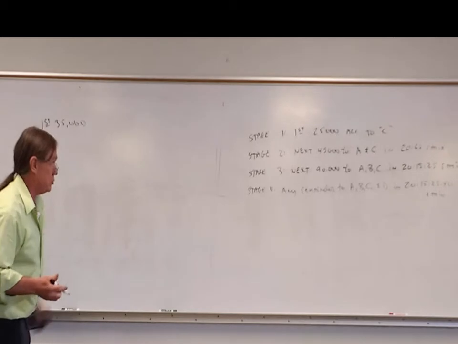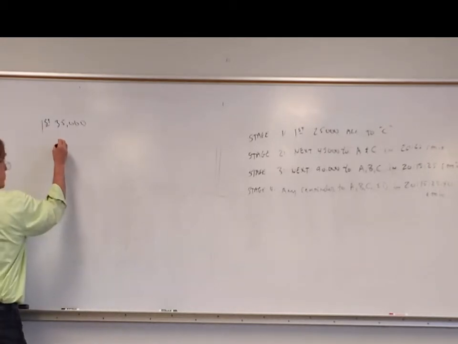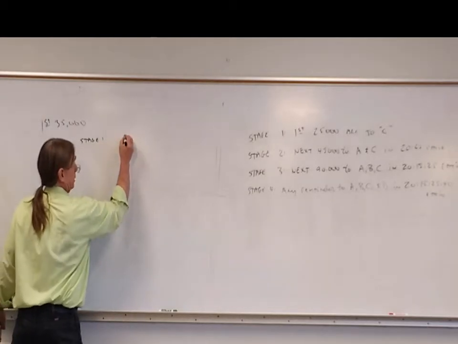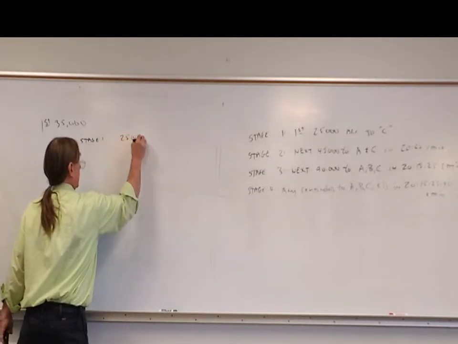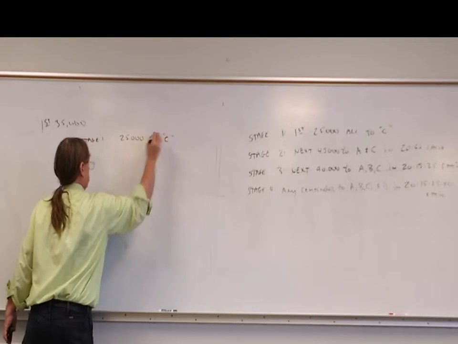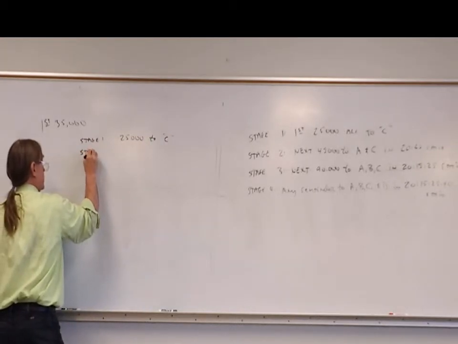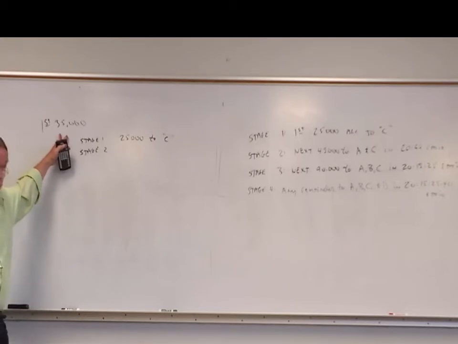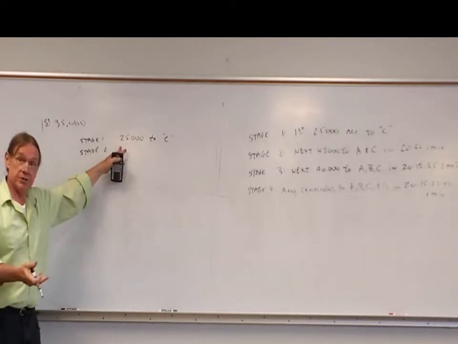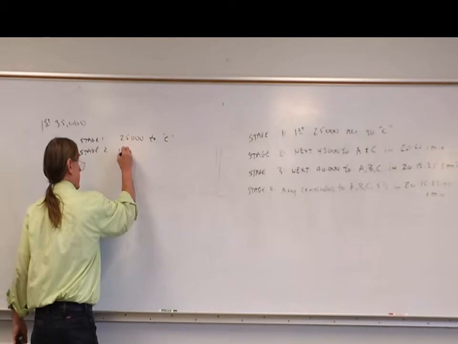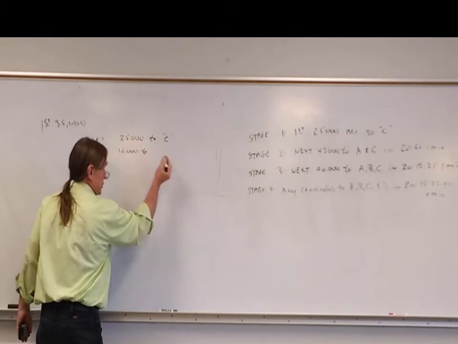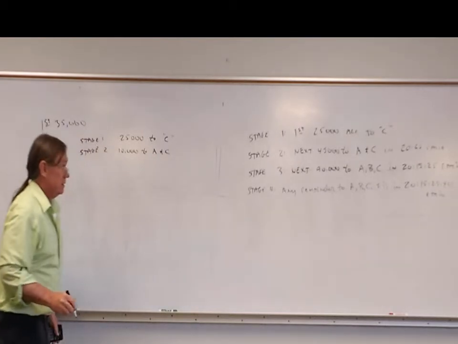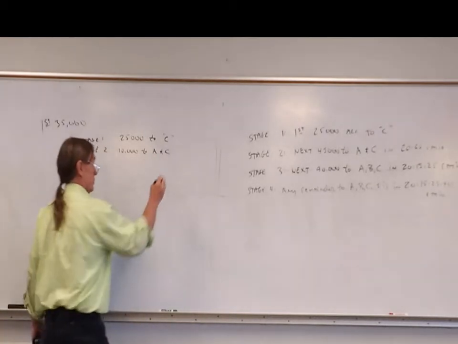I'll say, okay, I'm starting in stage 1. The first 25,000 goes to C. And then I start dipping into stage 2. I got $35,000 to distribute. 25,000 of that is coming out of stage 1. 10,000, again, stage 2, it goes to A and C in that ugly 20 to 25 ratio.